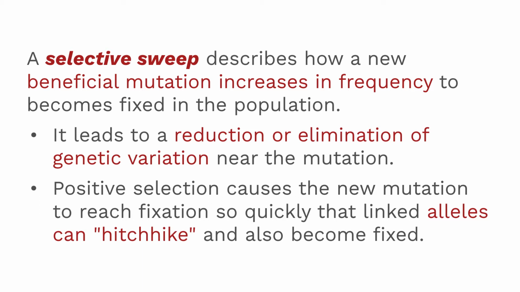And there's two important ideas about selective sweeps that are worth keeping in mind. First off, it's going to lead to a reduction or an elimination of genetic variation in the area around the beneficial mutation. And then secondarily, positive selection can cause the nearby variants to come along for the ride. So linked alleles in linkage disequilibrium with the beneficial alleles can hitchhike along and also rise to high frequency or even fixation.